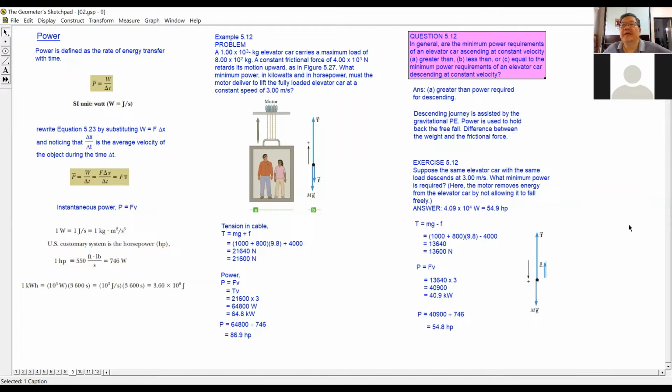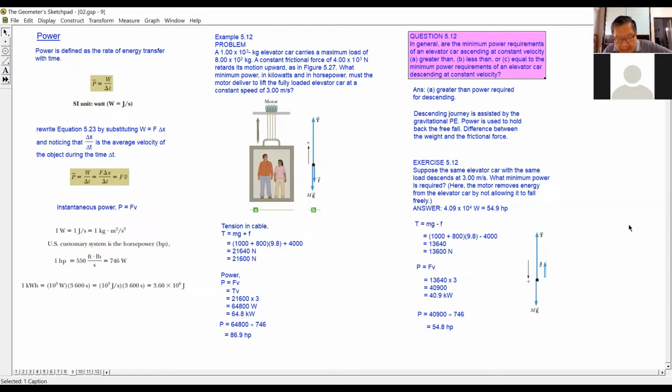In general, is the minimum power requirement of the elevator car ascending at a constant velocity greater than, less than, or equal to the minimum power requirement of an elevator car descending at constant velocity? In general, is the minimum power of an elevator car ascending at a constant velocity the same or different from the minimum power when it is descending, when it's going down?